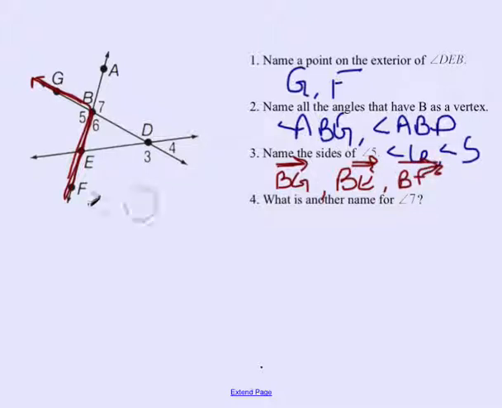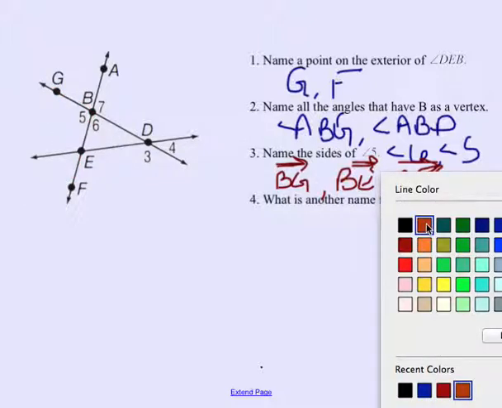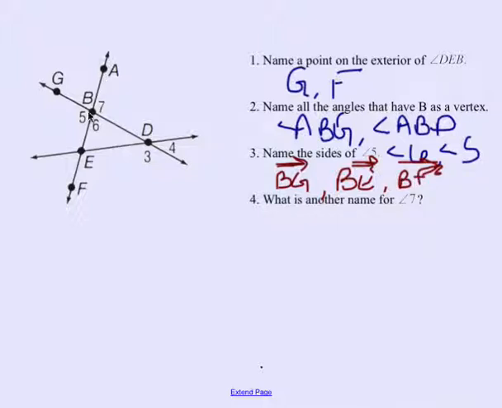Taking a look at the next one, number 4, it asks, what's another name for angle 7? So let's go ahead and find angle 7. Angle 7 is right here. They already named it with a number, so now we can figure out a way to name it with a bunch of letters. I notice that I have 1, 2, 3 points along that angle, so this angle could also be called angle ABD.